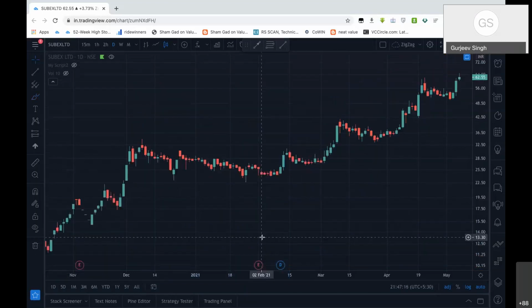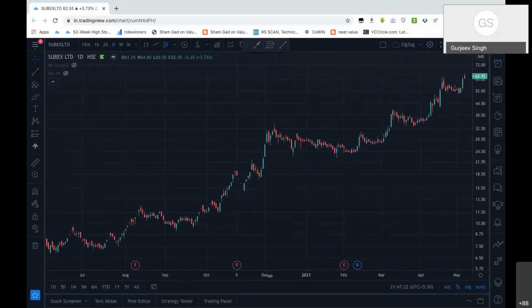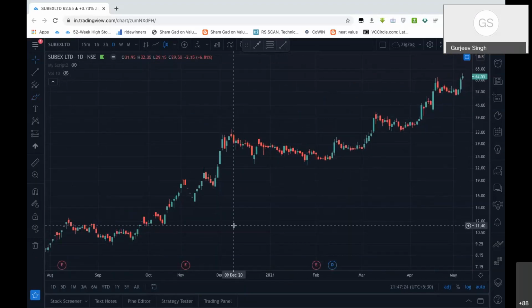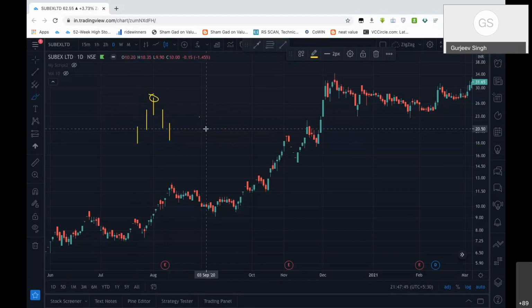Again, coming back to the same chart of Subex. Now what I will do is take a little longer chart. First, let's focus on the learning. Our swing high, as we discussed, was this point, right? Now, this advanced concept goes one step ahead. We have to find a pattern like this, or a pattern like this.